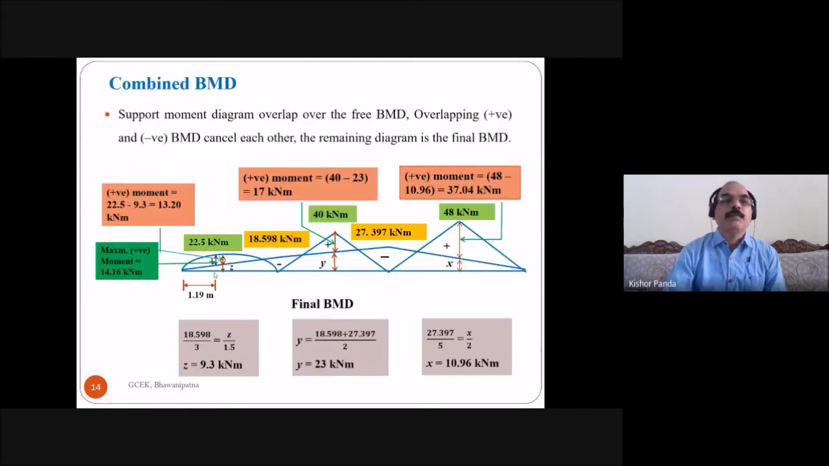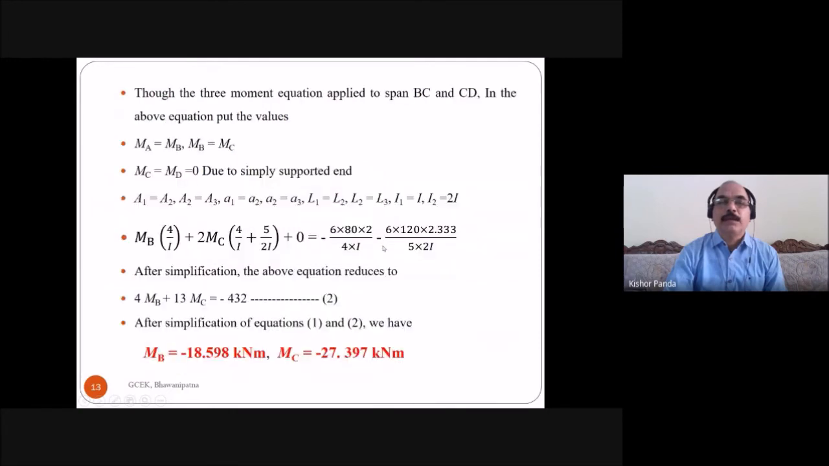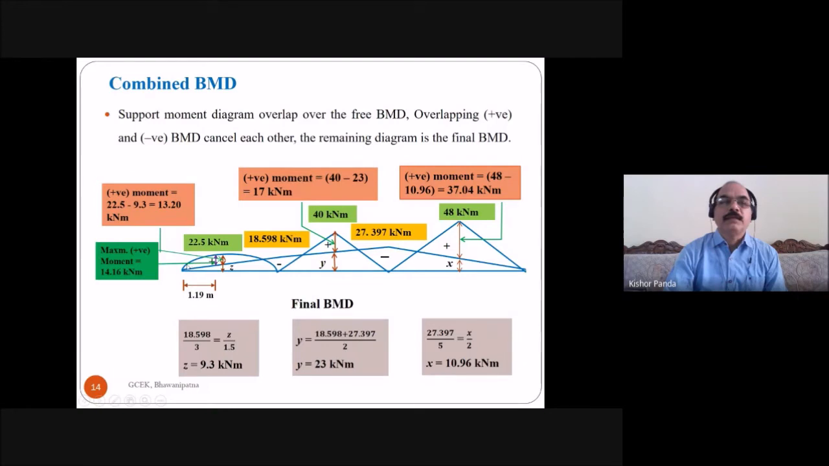Then this is the bending moment diagram, because this is the support moment. Here you got at support B 18.598 negative moment, and at C you got 27.397 moment. Then this is BMD, and this is also BMD.